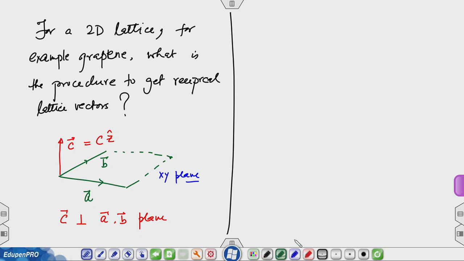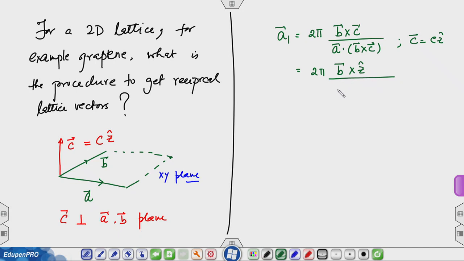Then the procedure is very simple, because then A1 would be 2π B cross C divided by A dot B cross C, and since C is C z, I can write this as 2π B cross Z over A dot B cross Z, which I can write further as 2π B cross Z divided by Z dot A cross B. A cross B anyway is in Z direction. So, this is like magnitude of A cross B.